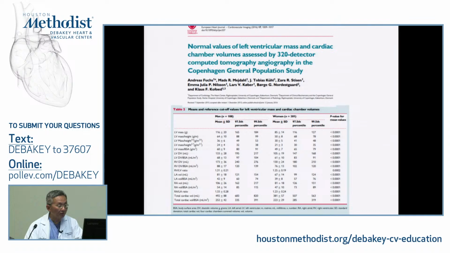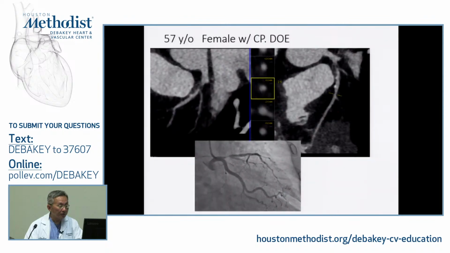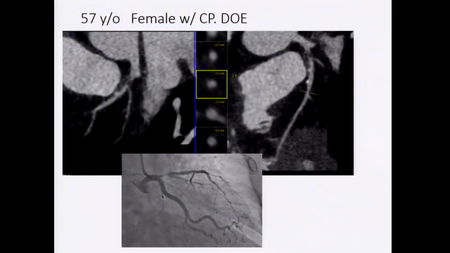Okay, so this is the normal value. You can see it's probably also similar to MRI, but this is done in a different type of scanner. I think the scanner will make a big difference because of the temporal resolution. And like any other gated study, you can use parametric display for wall thickening. But this is the one thing I want you, besides ejection fraction, I think this is very important to help you interpret a CTA study: the coronary information.